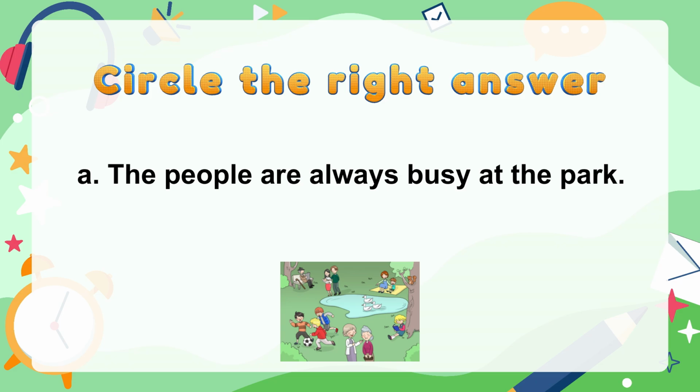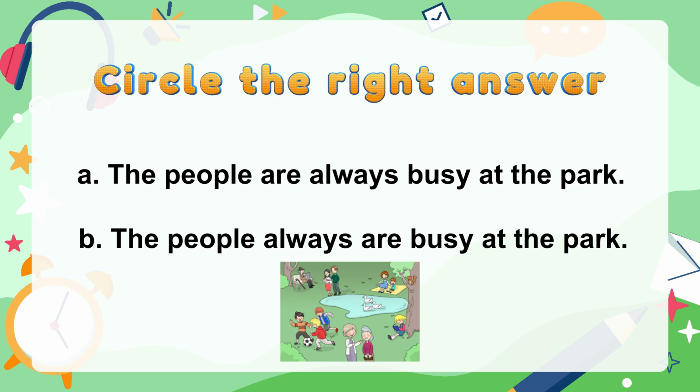A. The people are always busy at the park. B. The people always are busy at the park. The answer is A. The adverb comes after the be verb.